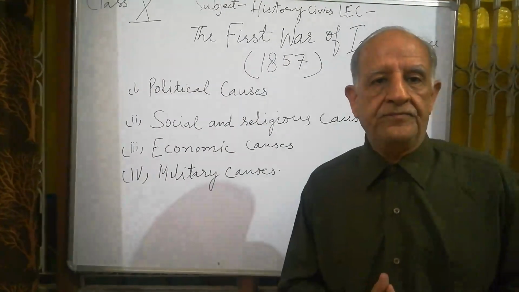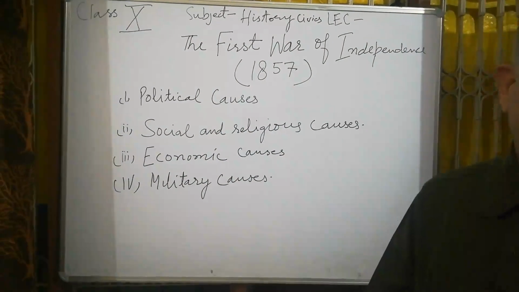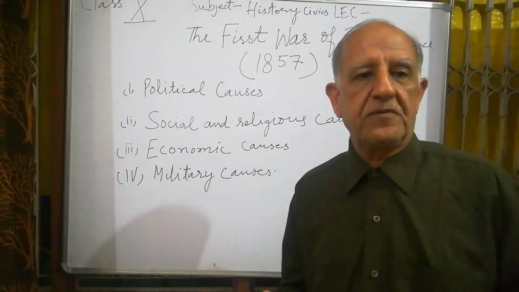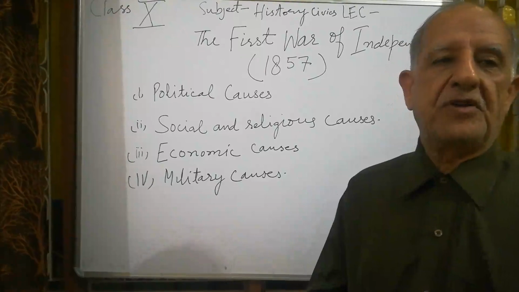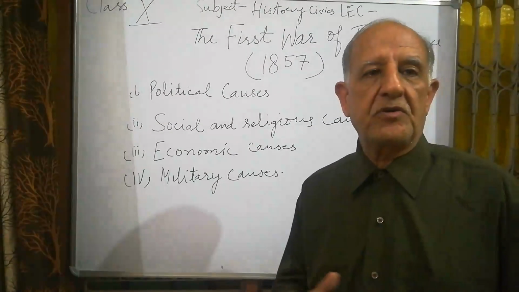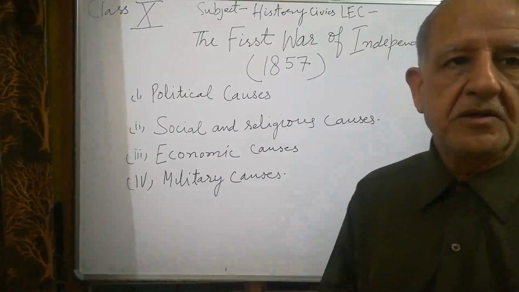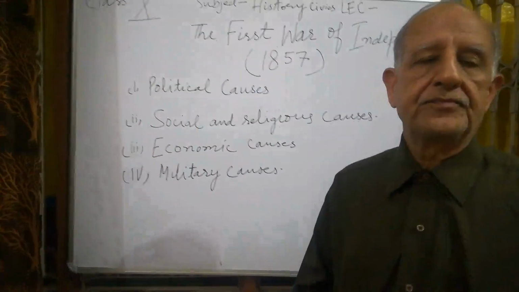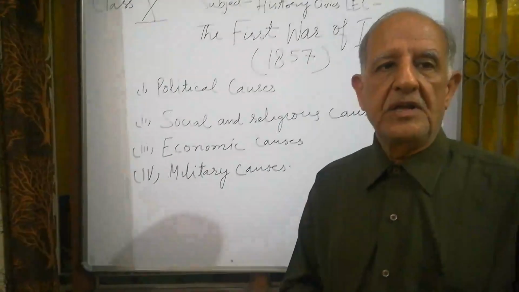Similarly, there are social and religious causes. Now, there were a number of social customs followed by the people of India, though these customs were not good, like the sati system, child marriage, polygamy, infanticide.